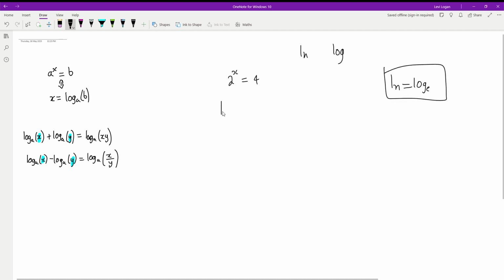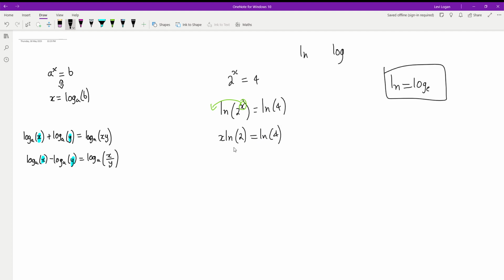So if you take the natural log of both sides, so log of 2 to the x is equal to log of 4, you can actually bring this exponent down the front here. So this is equivalent to basically x log of 2 is equal to log of 4. And then you divide both sides by natural log of 2, and that gives you x. Now in this case, x is going to be equal to 2, because if you put 2 in here, 2 squared is 4. Boom, too easy.